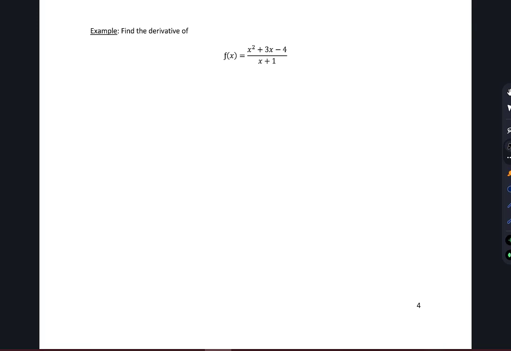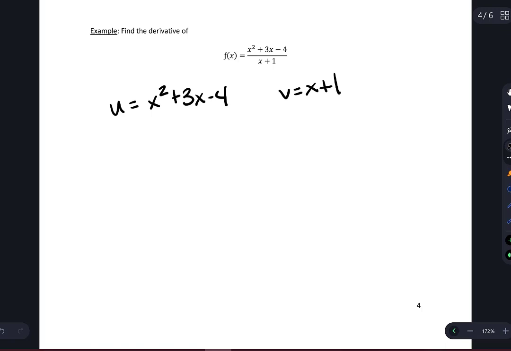So we're going to find the derivative of f of x is equal to x squared plus 3x minus 4 divided by x plus 1. And so notice that f of x is equal to the quotient of two functions. So here, let's let u be equal to x squared plus 3x minus 4. And let's let v be equal to x plus 1. Notice that both of these are differentiable. U prime is equal to 2x plus 3, and v prime is equal to 1.